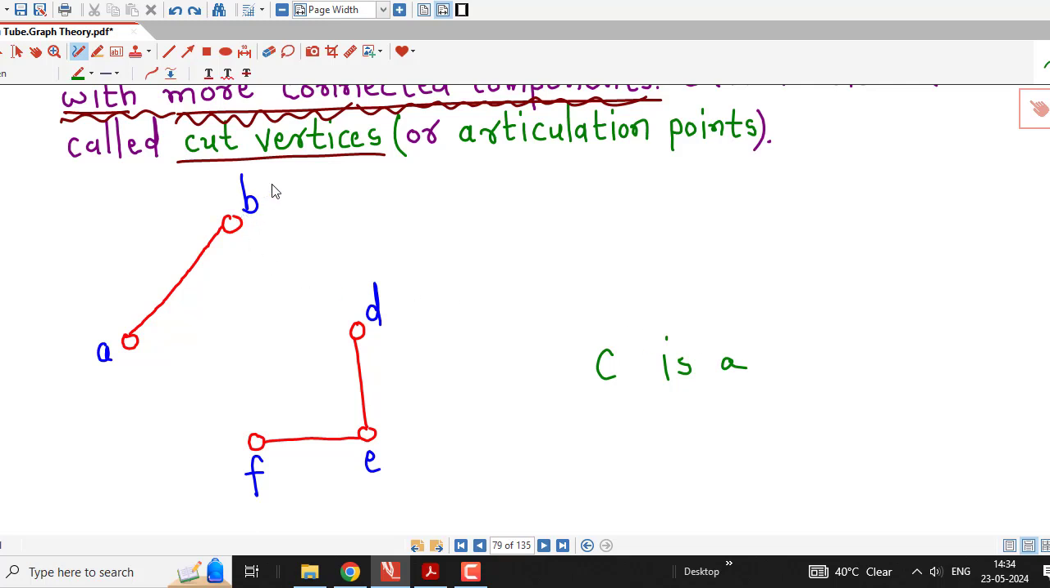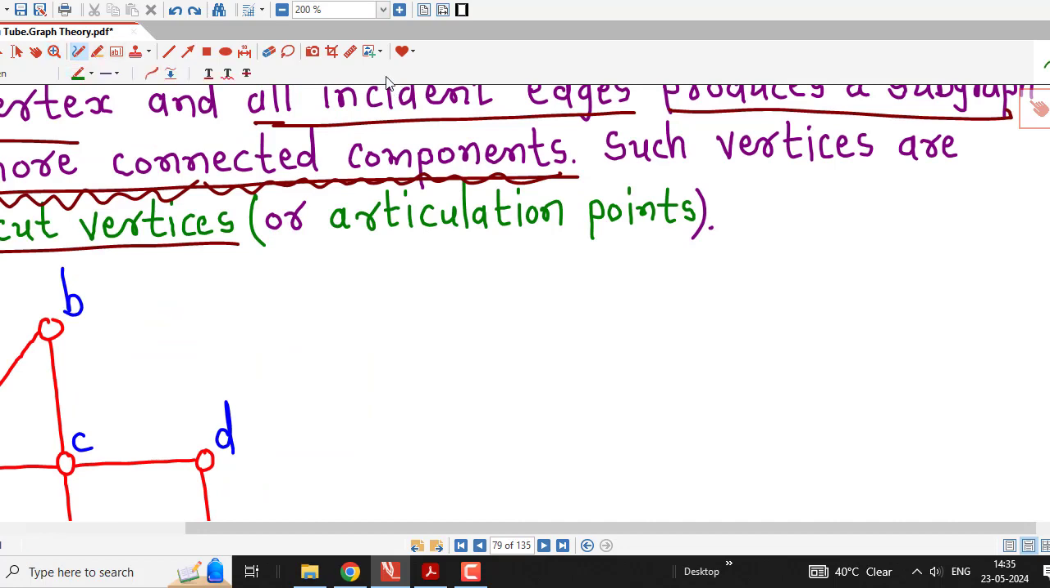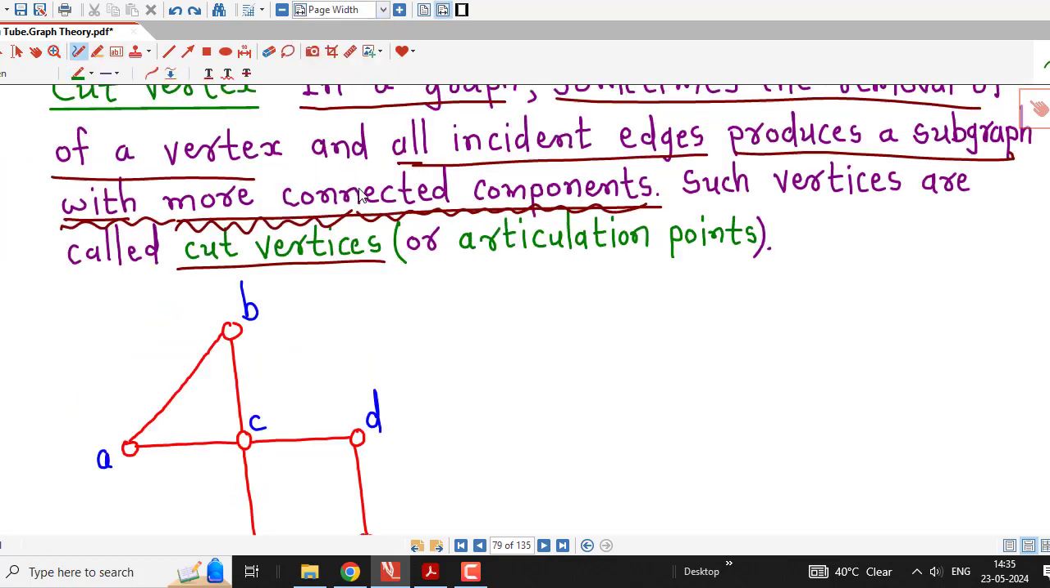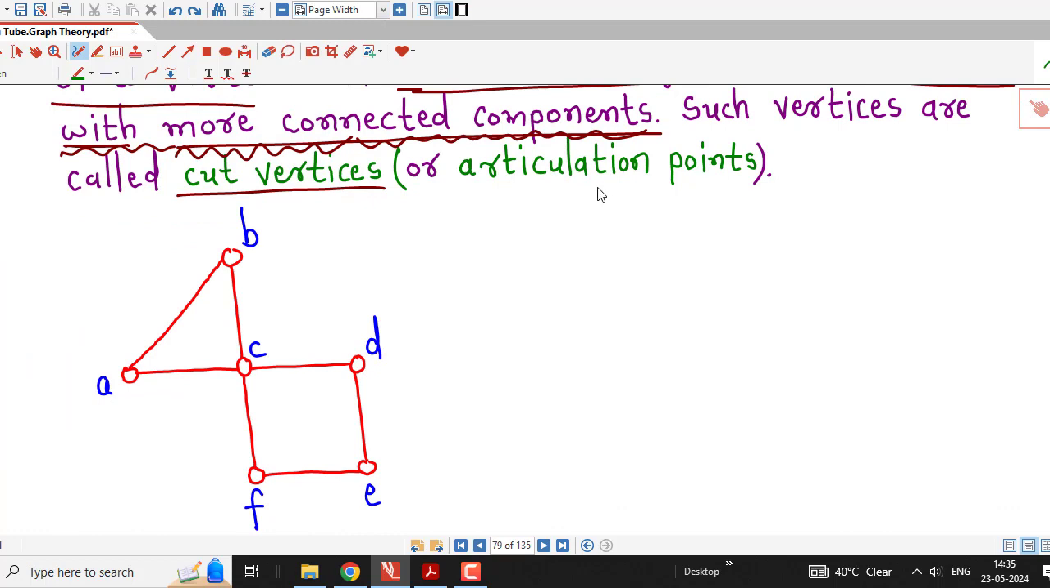This is taking a time, but that was the meaning of cut vertex. Okay, fine. So we are back to the original graph. Similarly, you can check that if I remove vertex D and all edges incident with D, I will obtain this subgraph.